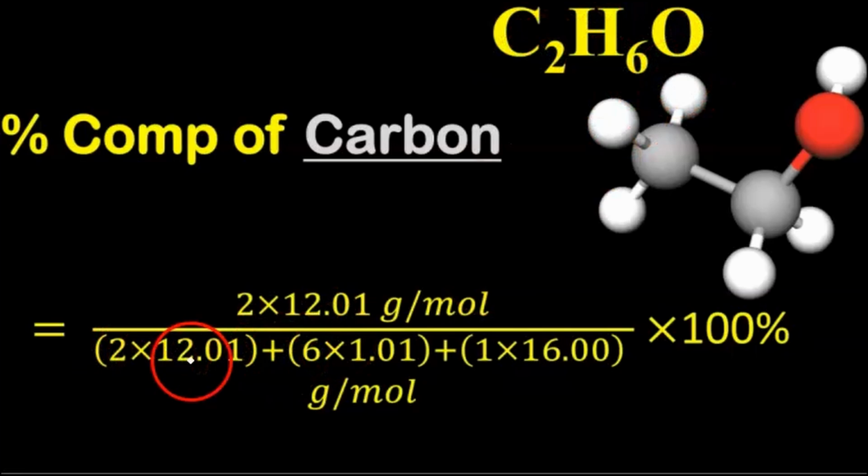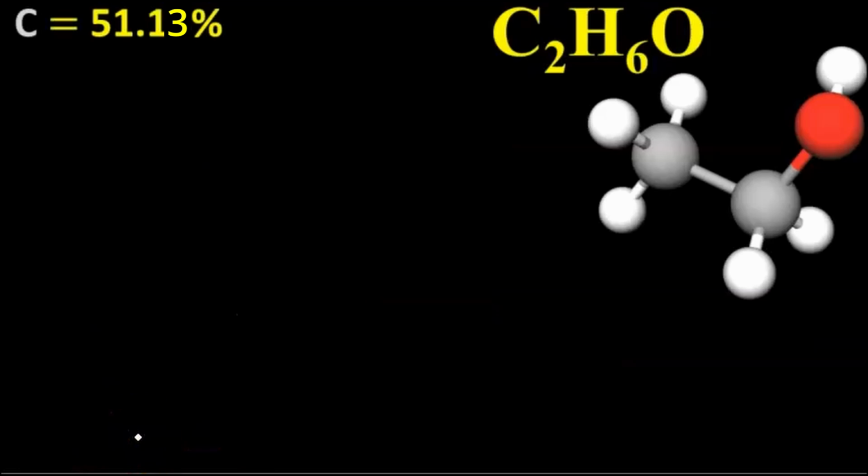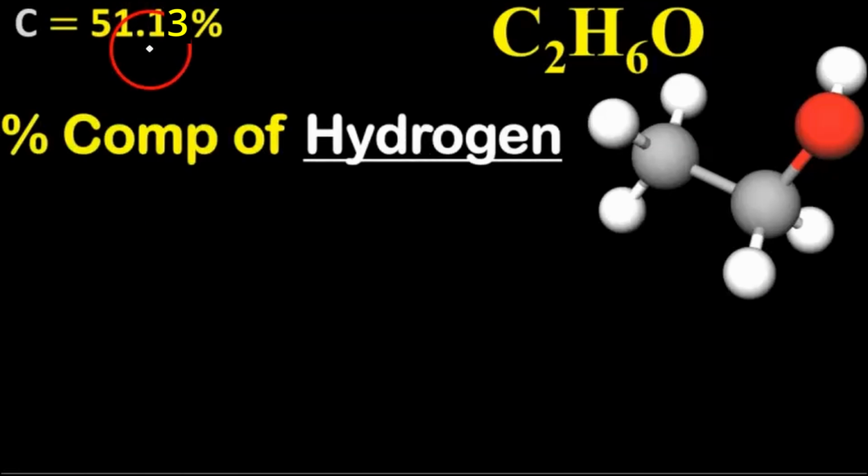So there's 2 carbons times the molar mass of carbon, plus 6 hydrogens times the molar mass of hydrogen from the periodic table. And then the same thing for oxygen, but there's just 1 oxygen here, times 100%. If we punch that in, we get a percent composition of carbon of 52.13%. Okay, so we'll put this number on the top left, and now we'll ask the question, what's the percent composition of hydrogen?